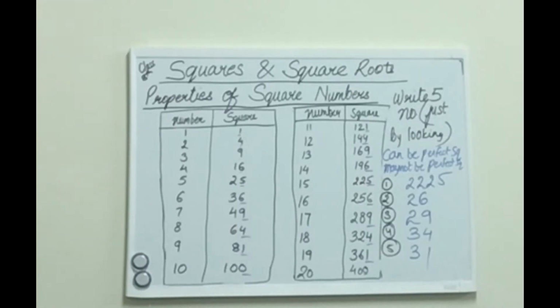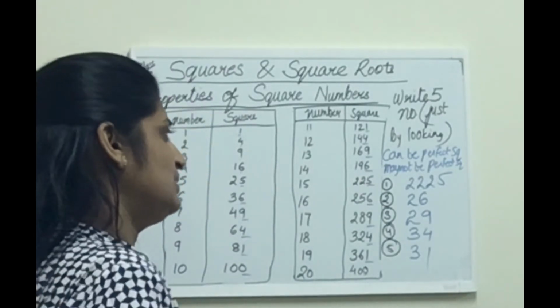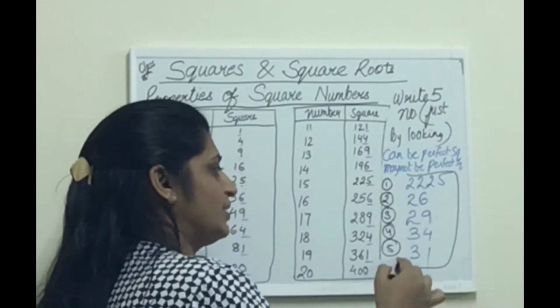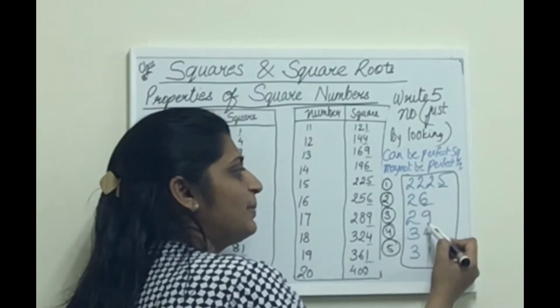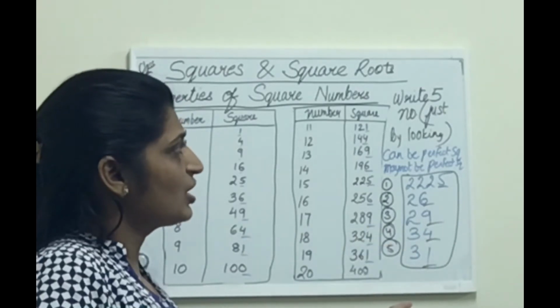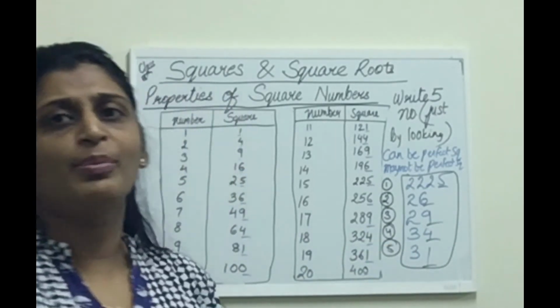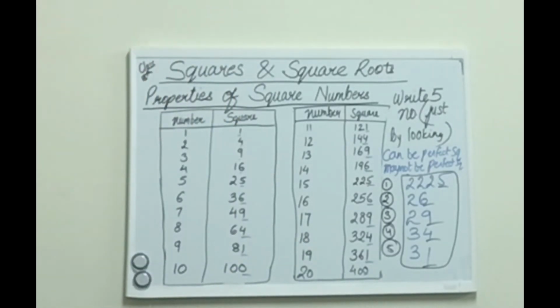This is the part which we'll study further in the chapter. But right now, since we are just learning the properties, we have to just look at the number and say whether it can be a perfect square or not. So for these numbers, they may or may not be perfect squares, because the units place has 5, 6, 9, 4 and 1, which can be at the units place of perfect square numbers. So this is the first property of square numbers.